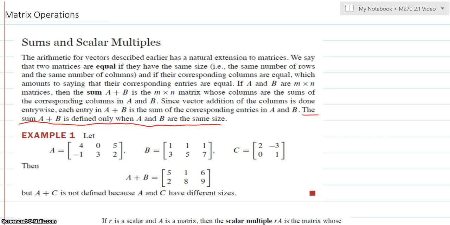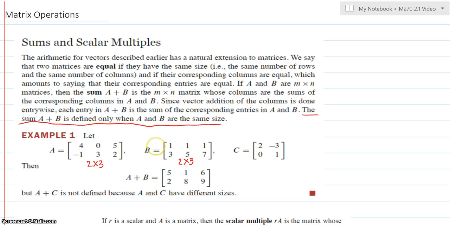So let's look at example 1. So here we have A and B, and we want to add them, and they are the same size. This is 2 rows and 3 columns. This one is 2 rows and 3 columns. So we can add them. You just add the corresponding vectors. You can do that and think of it that way.